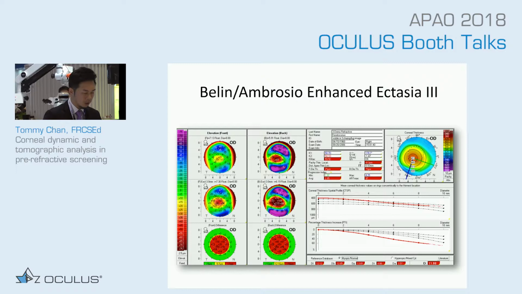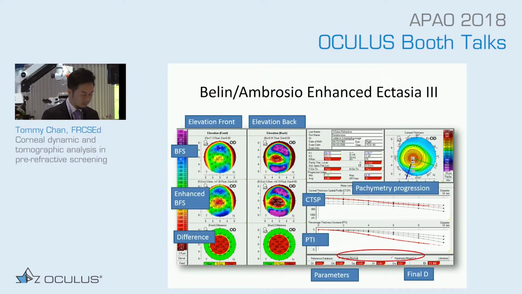This is one of the printouts of the Pentacam, which is the Belin Ambrosio enhanced display. And you can see they have many different parameters. Usually we look at the parameters at the bottom, which include the analysis of the anterior corneal surface, the posterior corneal surface, the change in corneal thickness, and other parameters such as the ART max, and they finally give you a final D value so that you can evaluate if the cornea is fit for refractive surgery.